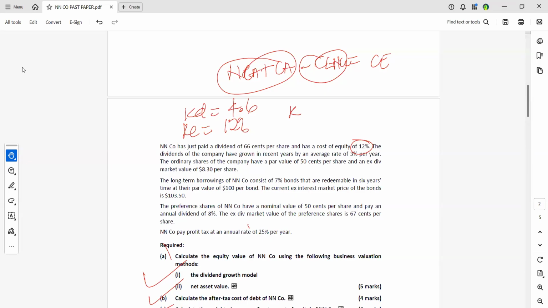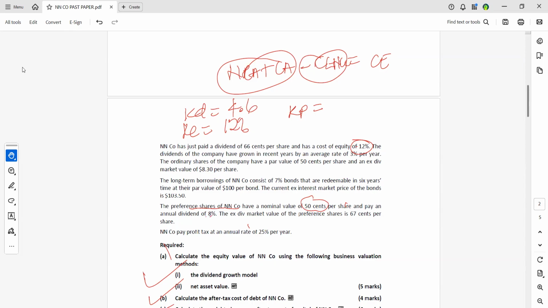Then what do I need? I need the cost of preference shares. So let's see the issues surrounding the computation of the cost of preference shares. I have this 4.6, which is what I used the internal rate of return to get. The KE is given to me as 12. The KP, cost of preference, is what I'm now going to calculate. The preference shares of NNCO have a nominal value of 50 cents per share and pay an annual dividend of 8%.